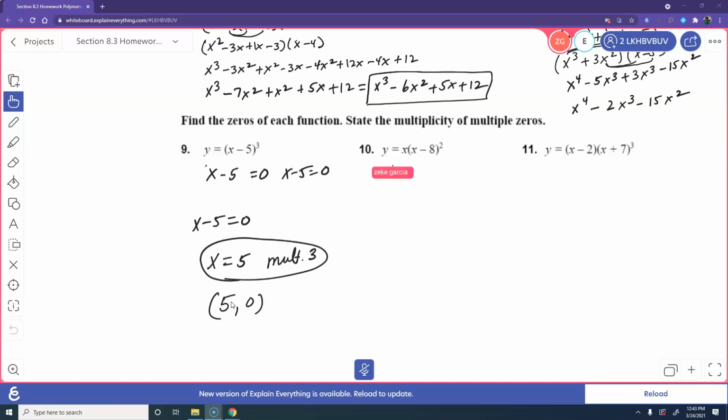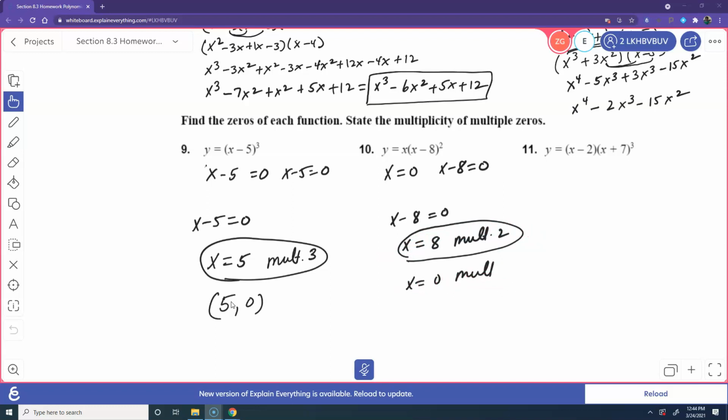Number 10, we have x equals 0. Then we have x minus 8 equals 0, and we have x minus 8 equals 0. So x equals 8. That's a multiplicity of 2. And x equals 0 is a multiplicity of 1.